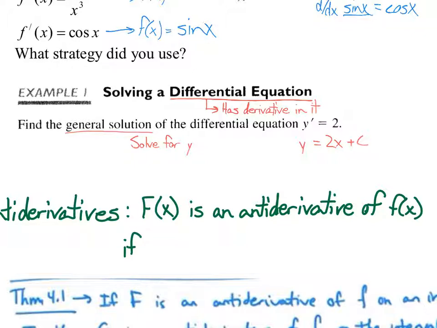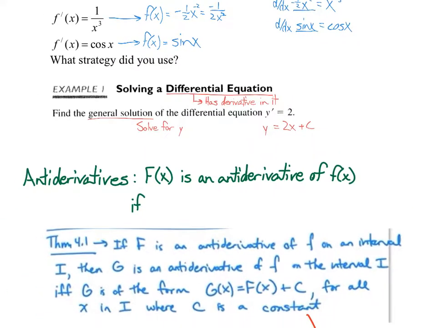Okay? General and specific. So general, I understand. General, you have a C; specific, you have a number. If we knew a point on this original function on y, we could plug it in and then figure out what c is. That's what we're going to do at the end of the day. Okay? So, that's one term that we need to make sure we understand.